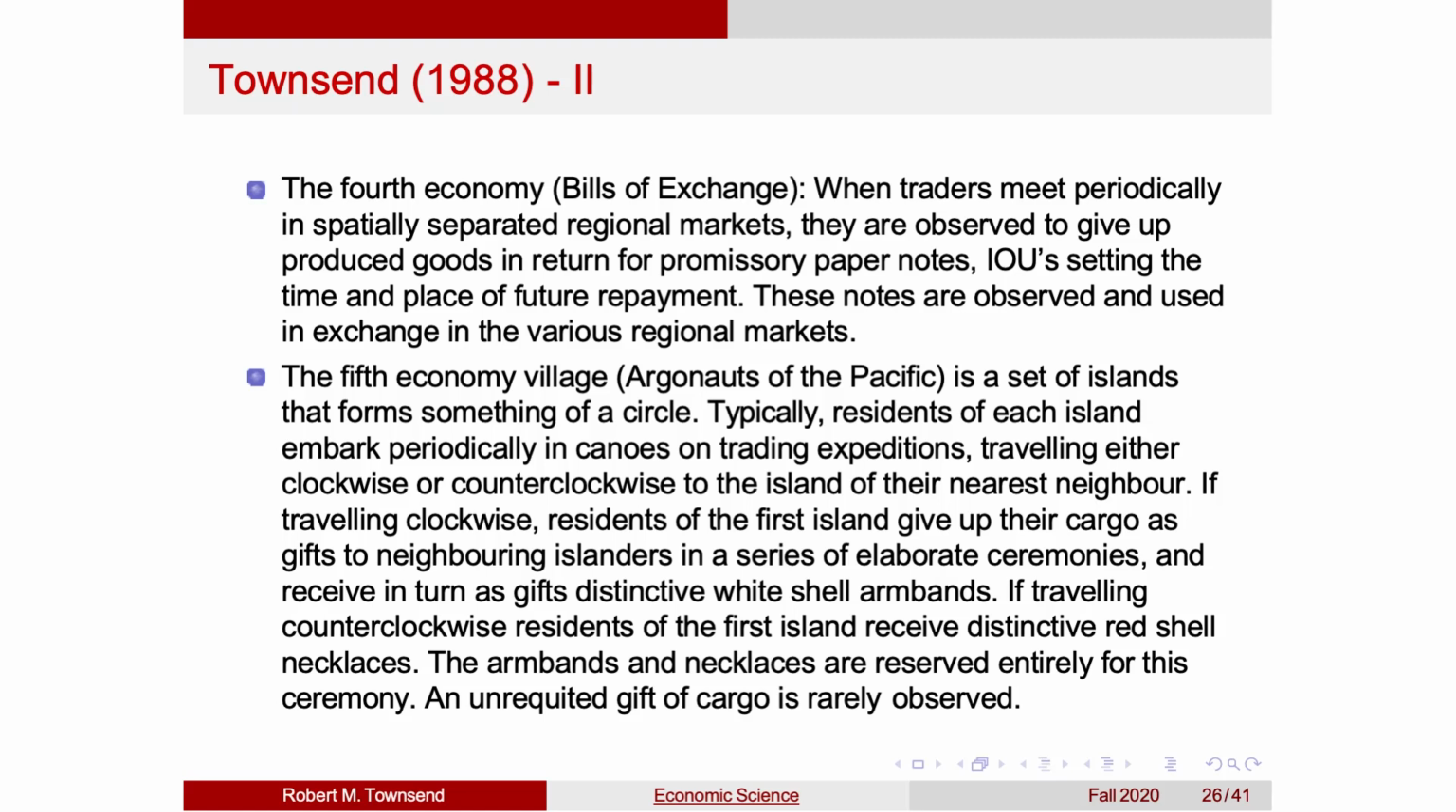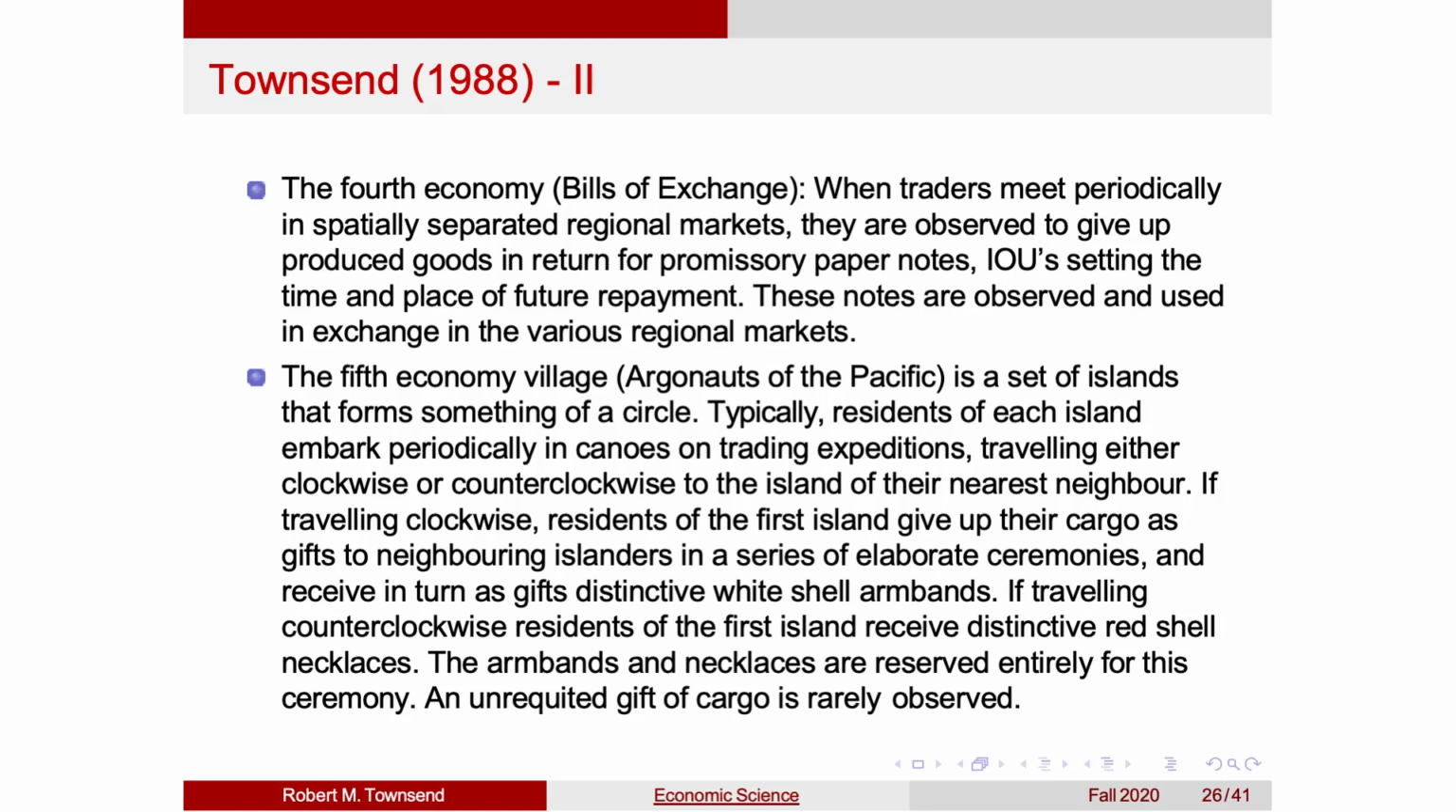In a series of elaborate ceremonies, the goods go one way and distinctive white shell armbands come back. If they were traveling in the opposite direction, counterclockwise, and they reach the nearest island, they unload the cargo and receive distinctive red shell necklaces. I'm not making this up, it's in the book. These armbands and necklaces are entirely used for these ceremonies, prohibited to be used for other things. And it's very, very rare for cargo to arrive without the shells and armbands going in the other direction.